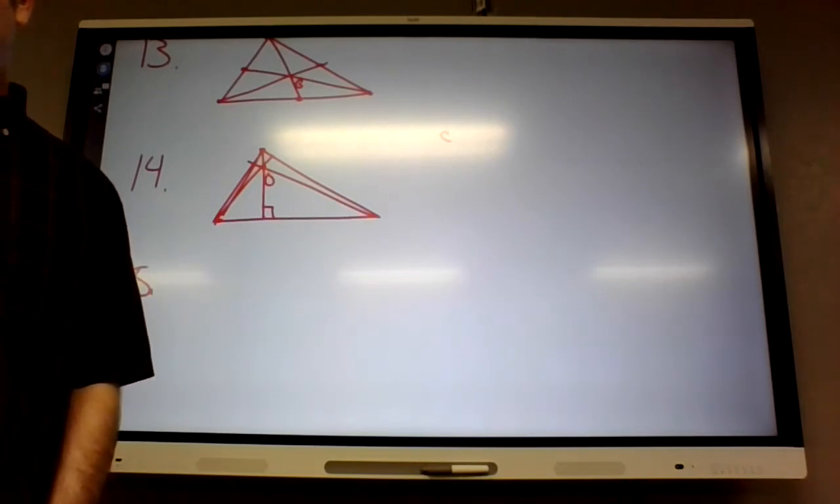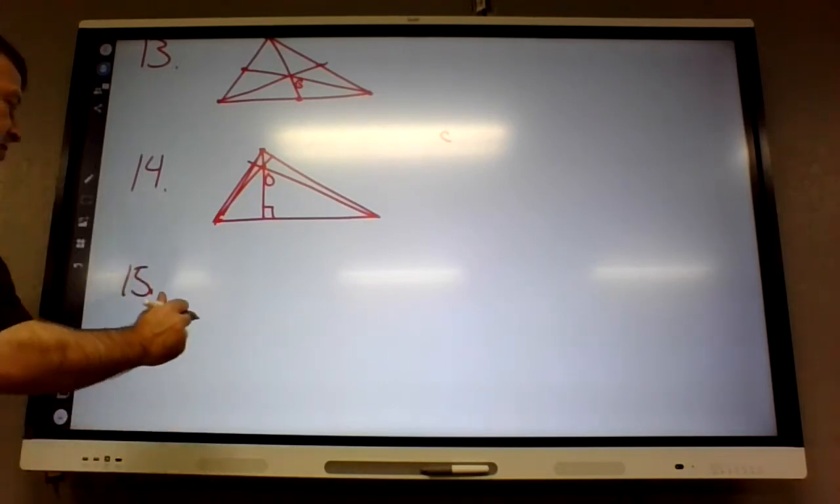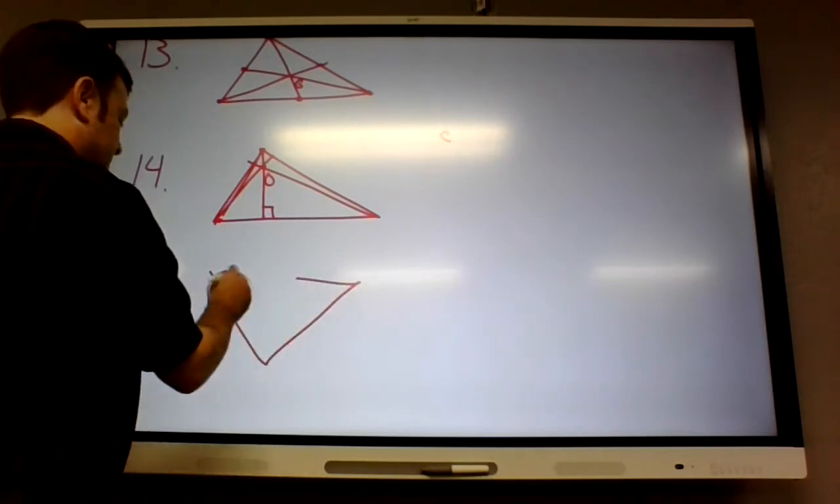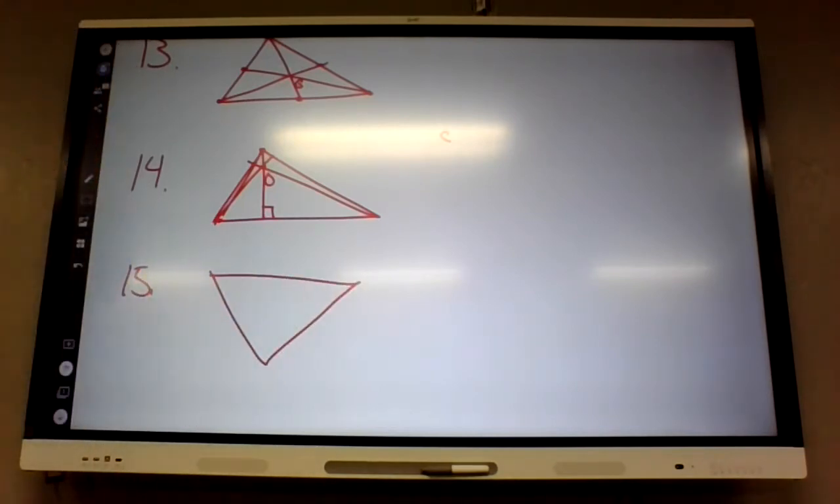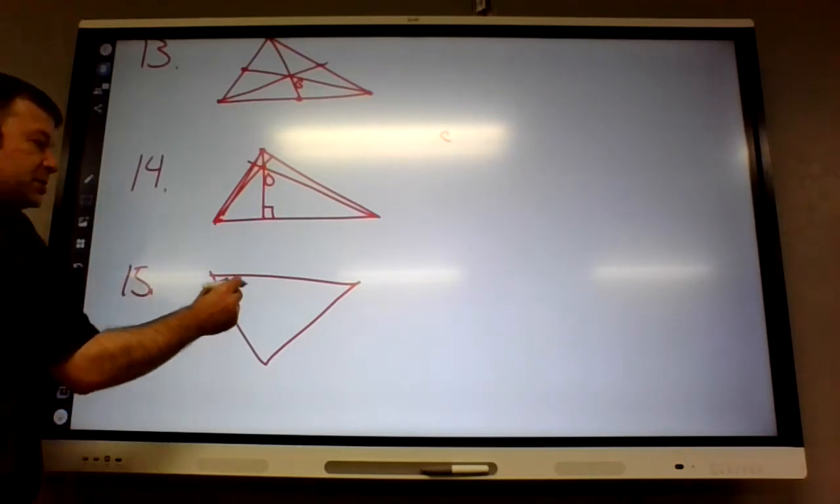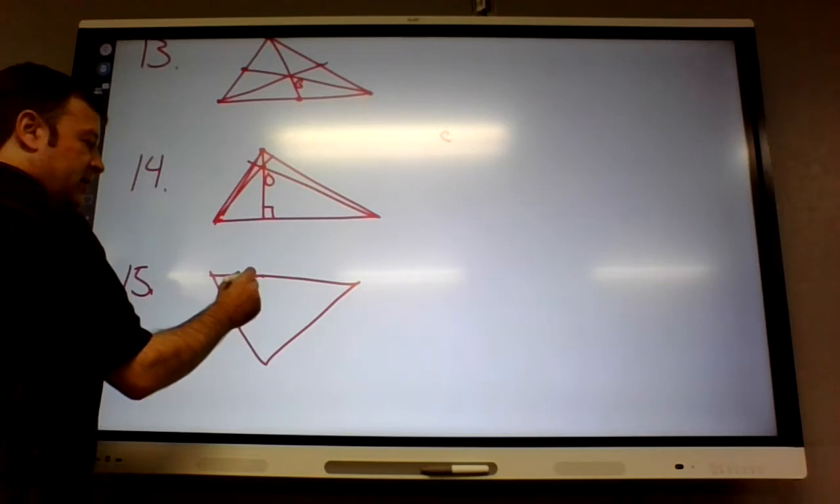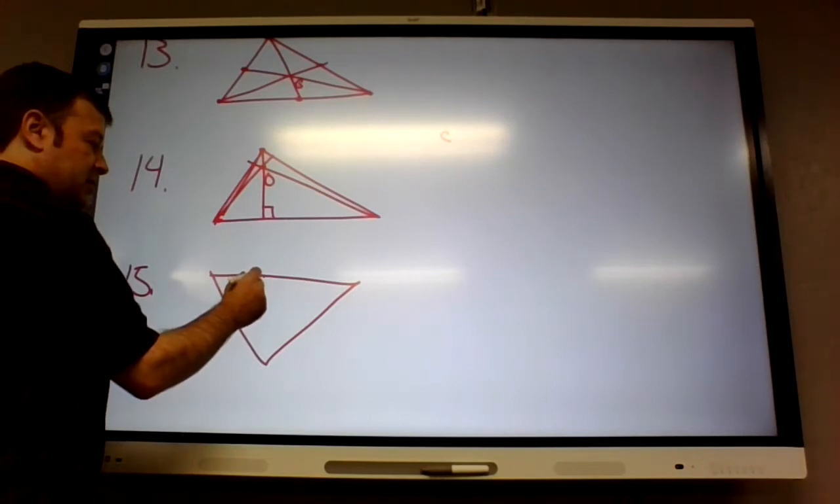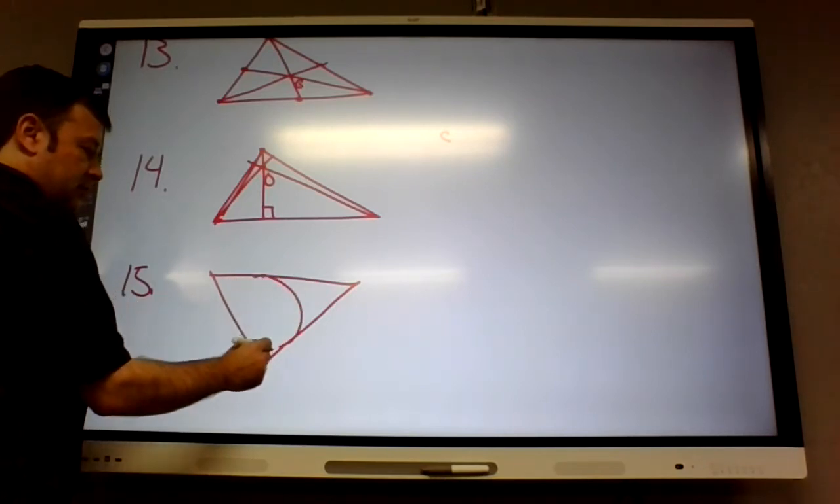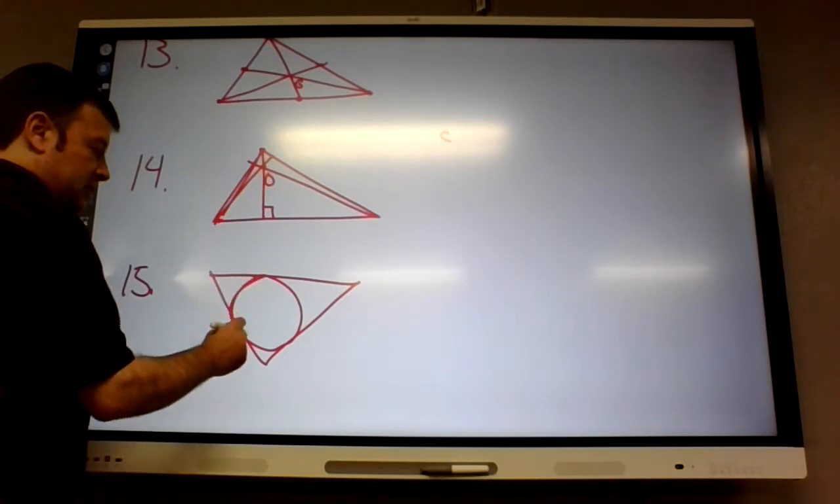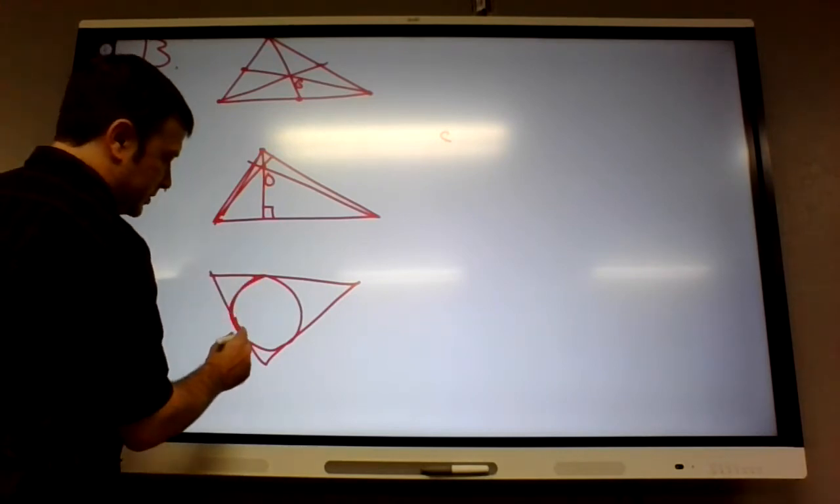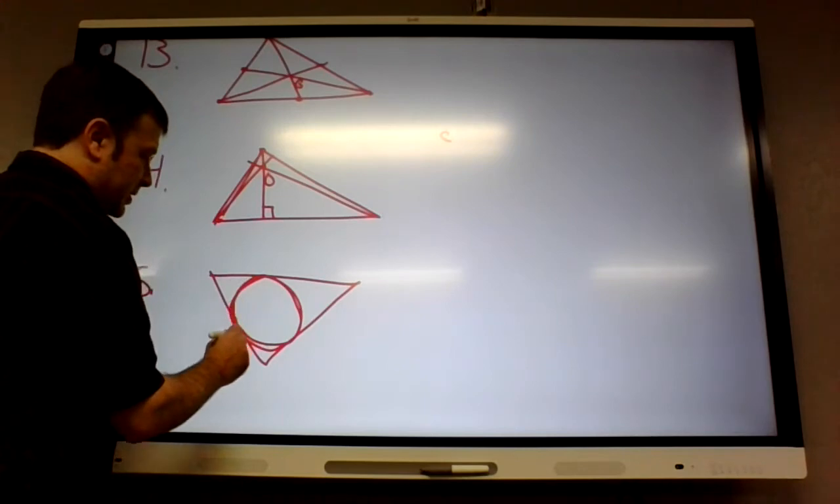Inscribed circle. So for triangle DEF, just looks kind of like a normal acute triangle. It says we're supposed to draw an inscribed circle. What does inscribed mean? Inside. And each side of the triangle should be touched. So, kind of missed on that one. Looks something like that.